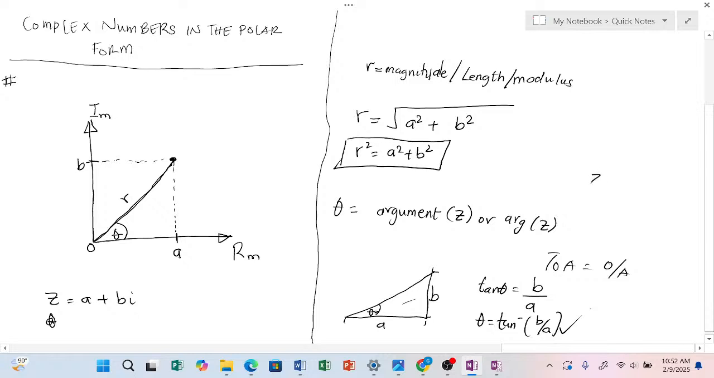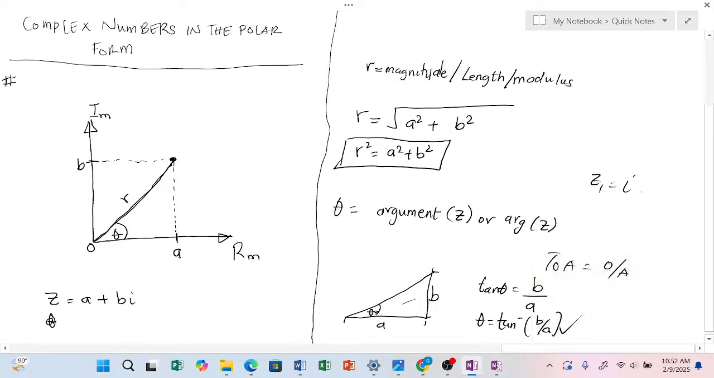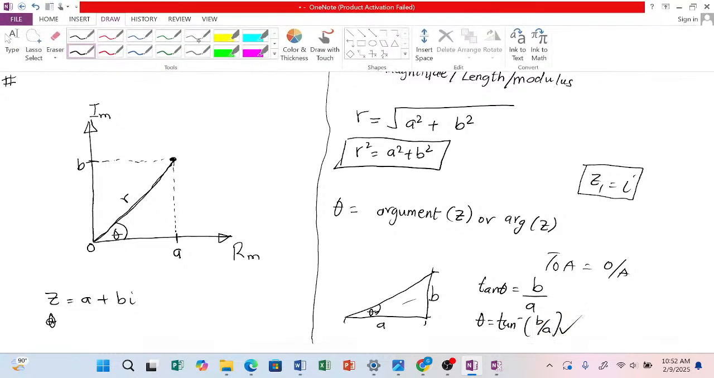Now it's not always that this formula will work, especially when I give you Z1 is equal to i and I ask you to find the argument. Remember when we were looking at the Argand diagram, I told you that if you do the calculation, it gives you undefined. So in that case, you have to rely on the diagram, because here we have a situation. Let me erase this so that you could see it clearly.